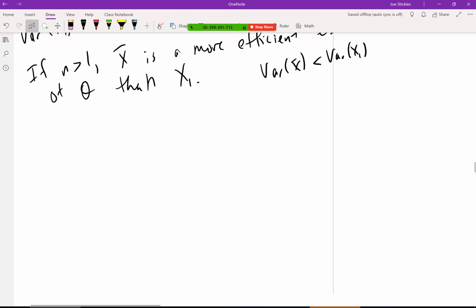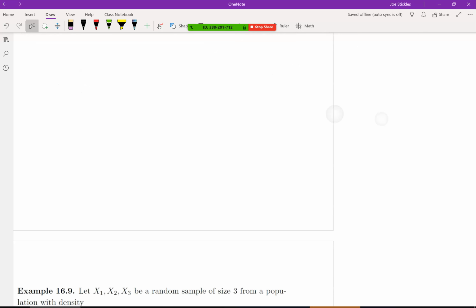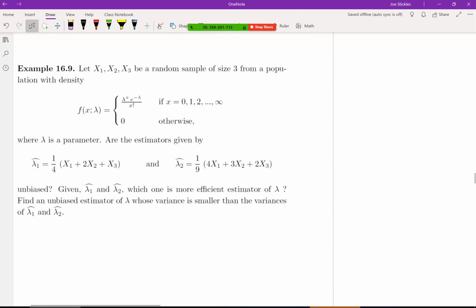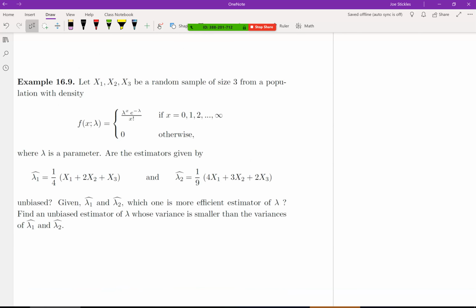All right, let's do another one here. Here's another one that's asking about efficiency. Which one's more efficient, and can you find another one that is actually even more efficient than the two that they give you?